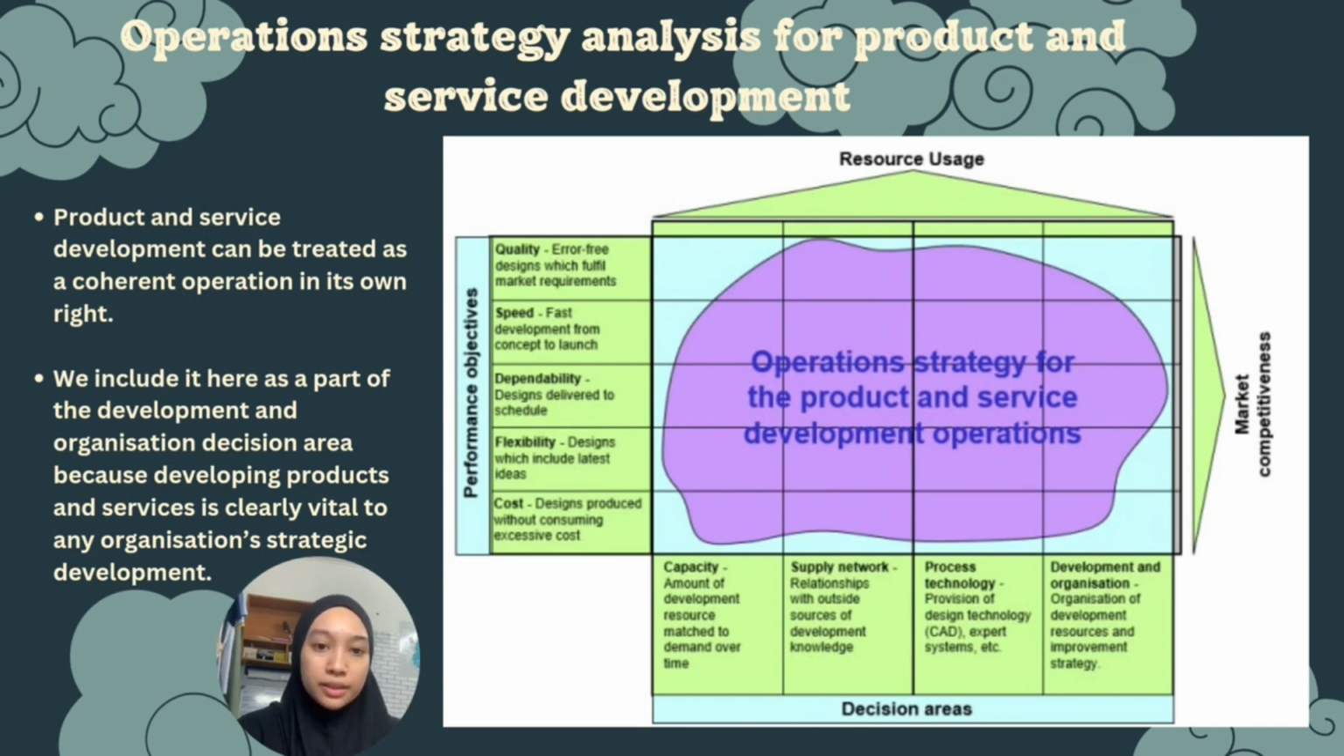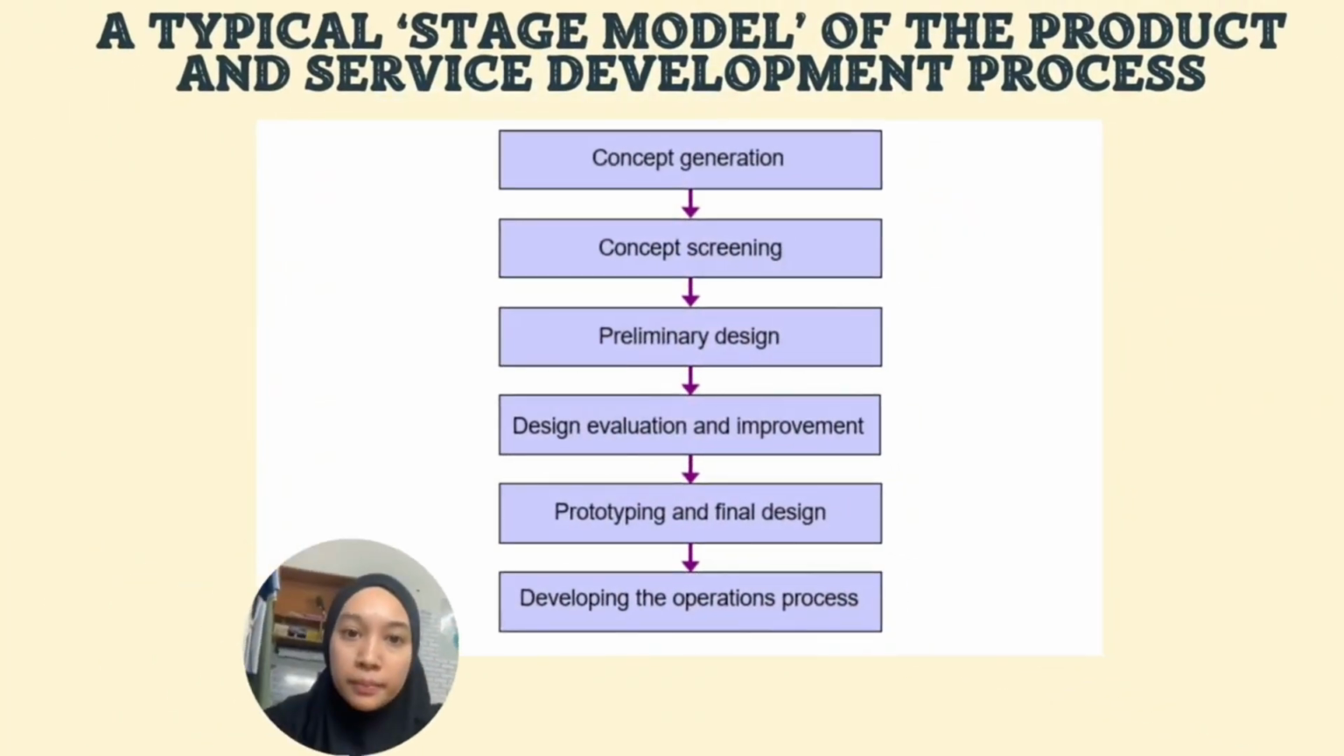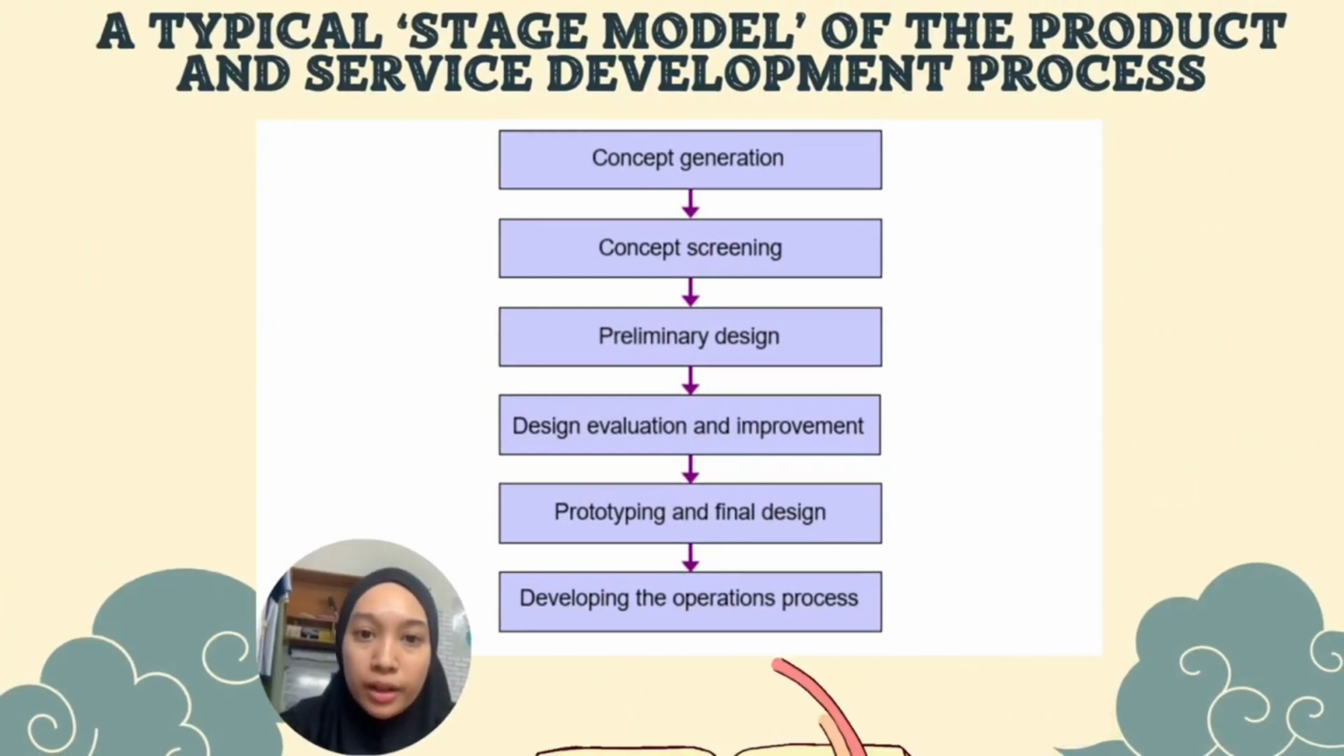A typical stage model of the product and service development process. First is concept generation. Ideas for new product or service concepts may be generated from sources outside the organization, such as customer needs or competitor activity, or from sources within the organization, such as sales staff and front-of-house operation staff. There are many market research tools for gathering data in a formal and structured way from customers, including questionnaires and interviews.